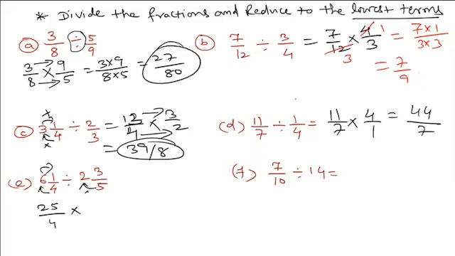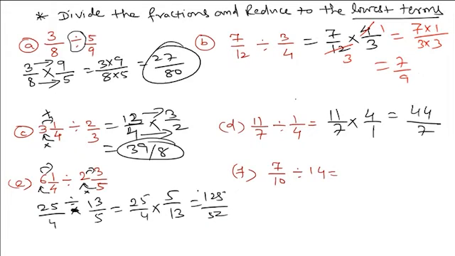5 10s are 10 plus 3, 13 by 5. Here first write the division sign, 13 by 5, then convert it, 25 by 4 multiplied by the changed fraction, 5 by 13, reverse it. So again 25 5s are 125, divided by 13 4s are 52. We can't divide it, so we write it the same.